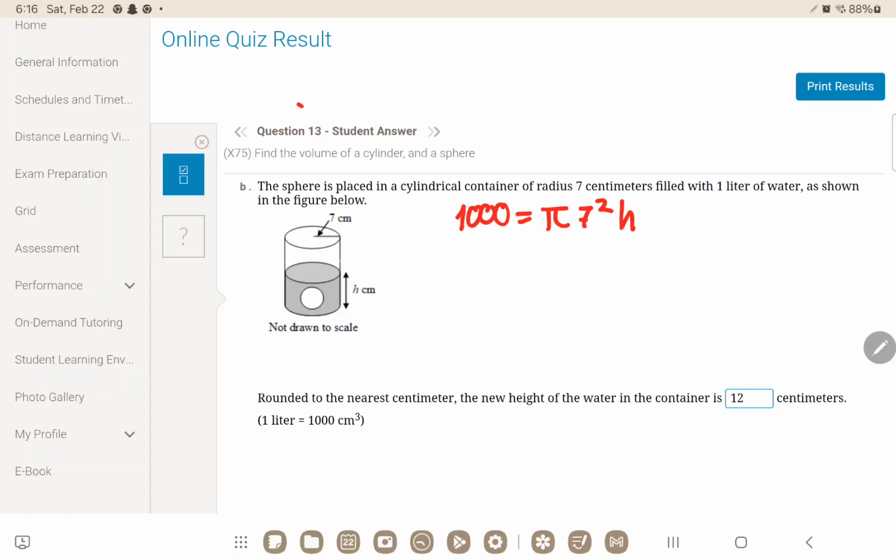So here we do 1000 divided by pi divided by 49. You're going to get height 1 equals 6.49 or 6.5.